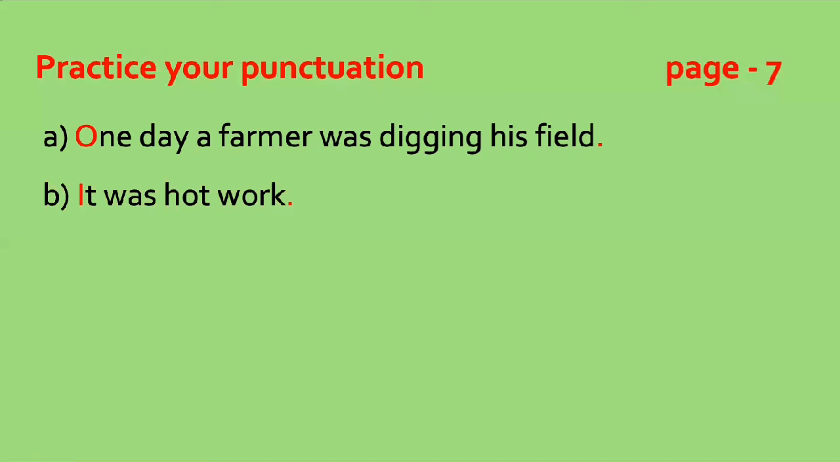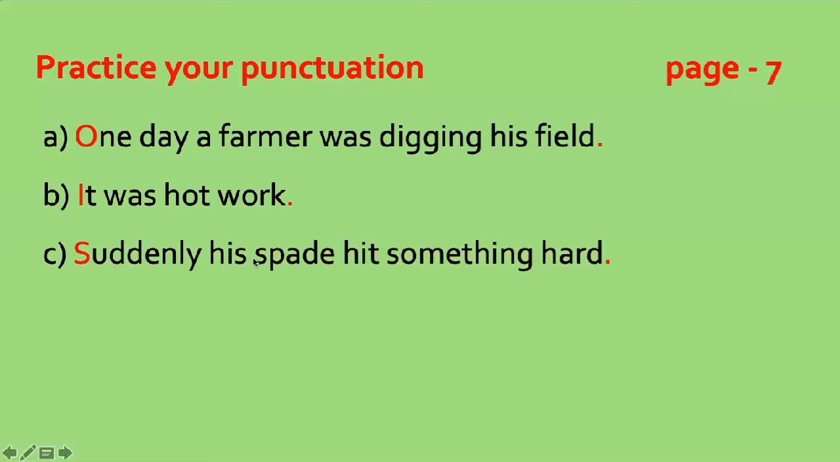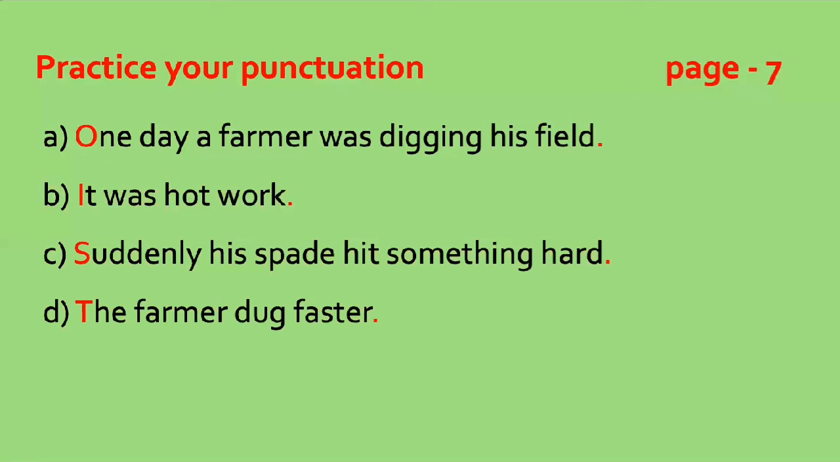Suddenly his spade hit something hard. Now again, what do we have to do in this sentence? We have to make the S capital and put a full stop at the end of the sentence. So here we have done this sentence as well. Suddenly his spade hit something hard, full stop. Now moving to the next sentence, the farmer dug faster. Now here again, what do we have to do? Very good. We have to make the first letter T capital and put a full stop at the end. The farmer dug faster, full stop.